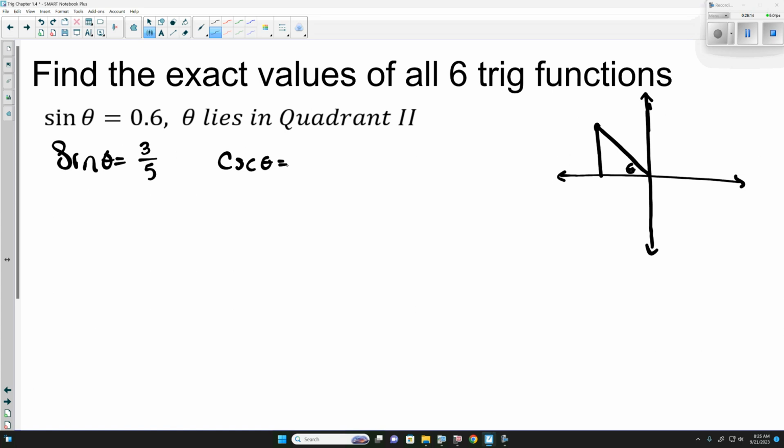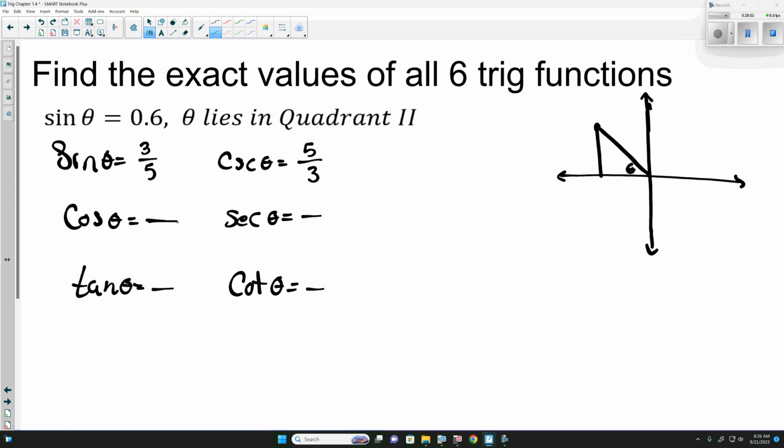What's cosecant of theta? Because on the last one, they gave us tangent, so I automatically know cotangent, yes? Because cotangent is just 1 over tangent. We flip it. So since I know sine, I automatically know cosecant. But we still need cosine of theta and tangent of theta, as well as secant of theta and cotangent.